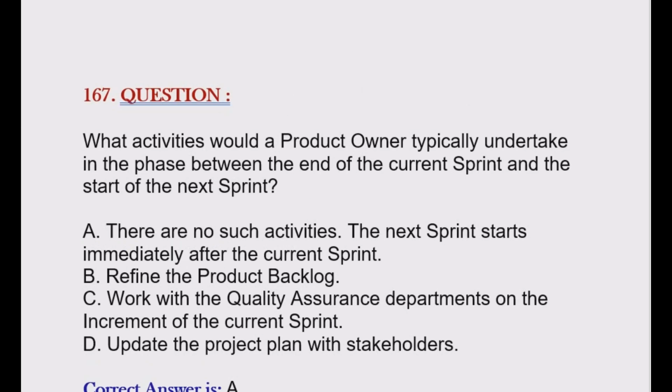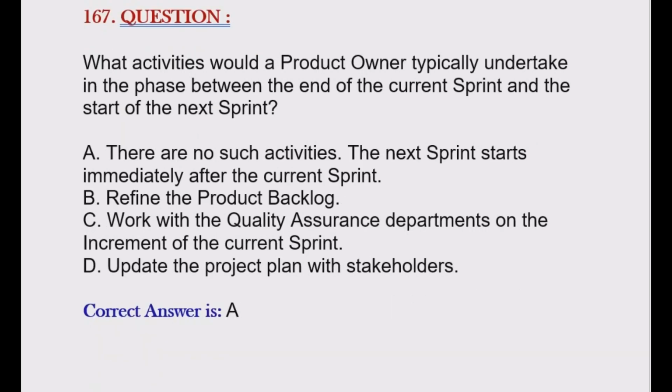Question is, what activities would a product owner typically undertake in the phase between the end of the current sprint and the start of the next sprint? Option A, there are no such activities. The next sprint starts immediately after the current sprint. Option B, define the product backlog. Option C, work with the quality assurance departments on the increment of the current sprint. Option D, update the project plan with stakeholders. Correct answer is option A.